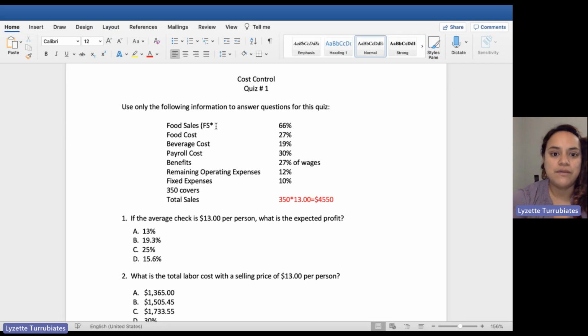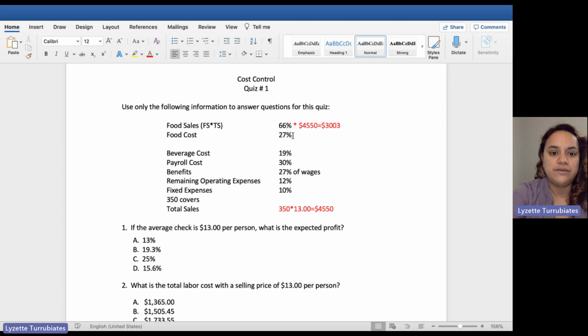Okay, and we're going to multiply that by TS, total sales, right? This in red. And our total sales, again, are 4,550. And this is going to equal, times 0.66, that's going to equal $3,003. Okay, so since we don't have beverage sales, we're going to add that in.